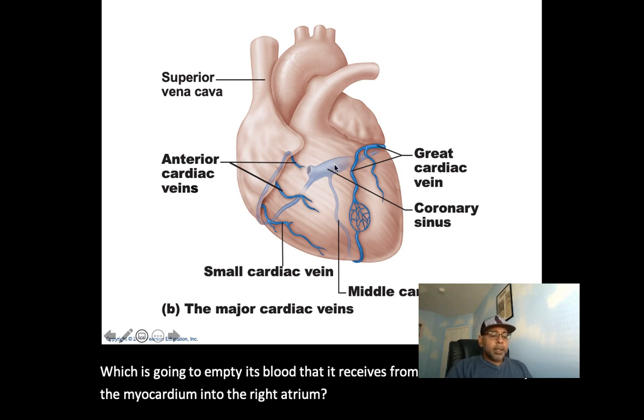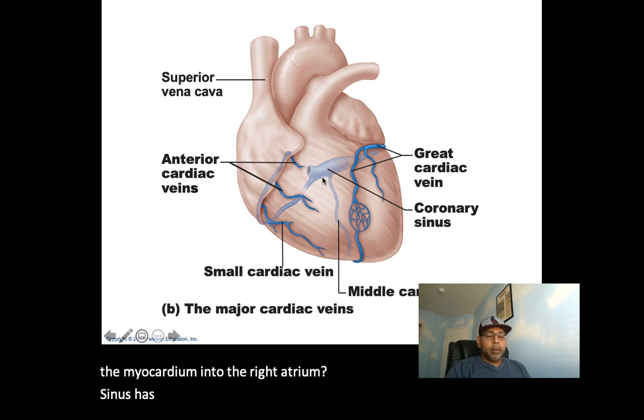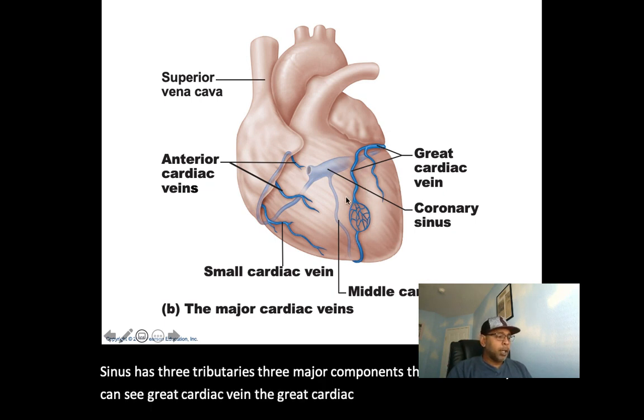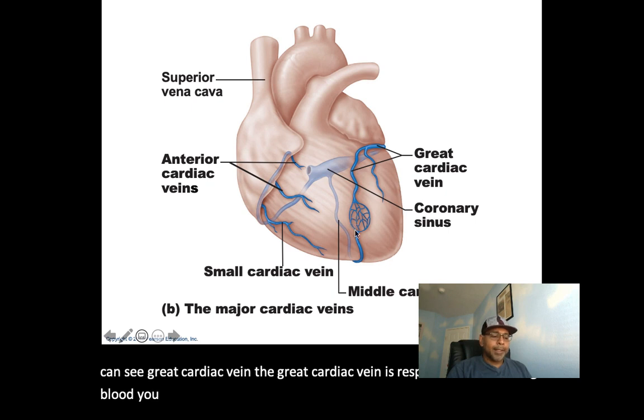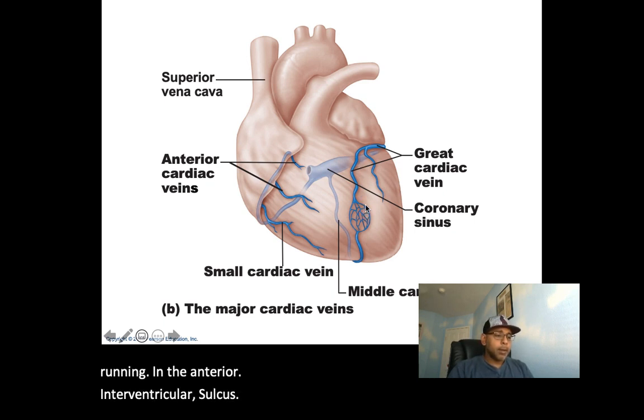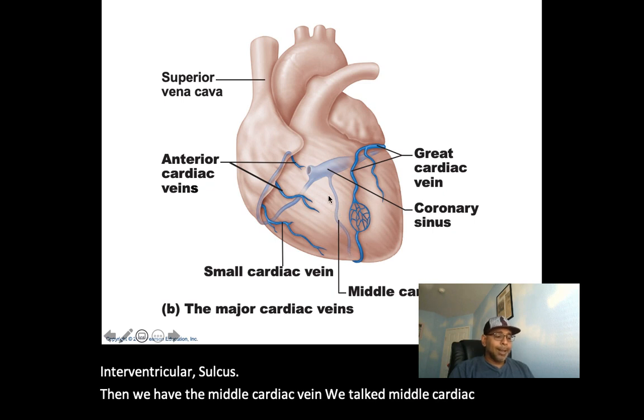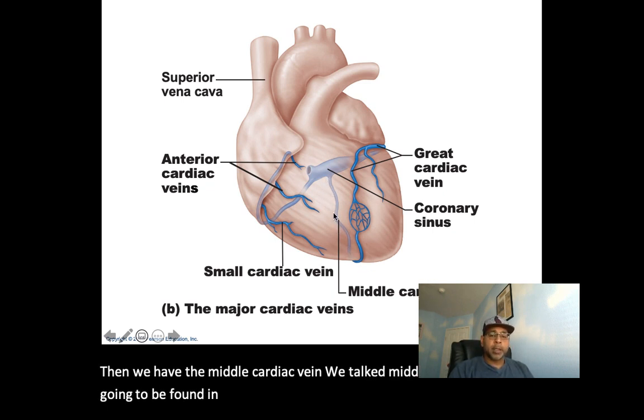This sinus has three tributaries, three major components that form it. First, you can see the great cardiac vein. The great cardiac vein is responsible for draining blood from the anterior aspect of the heart. It's running in the anterior interventricular sulcus. Then we have the middle cardiac vein. The middle cardiac vein is going to be found in the posterior interventricular sulcus.